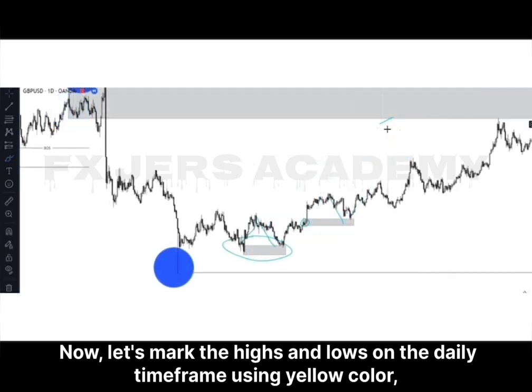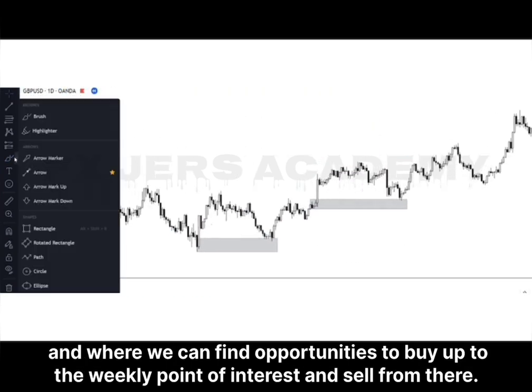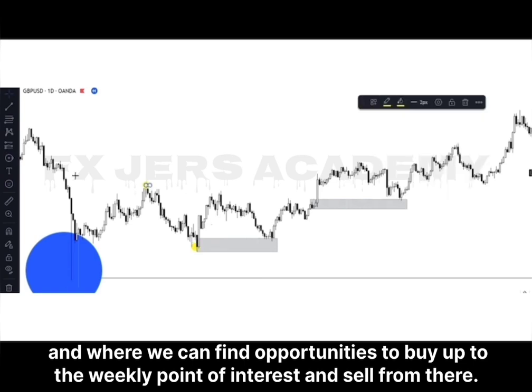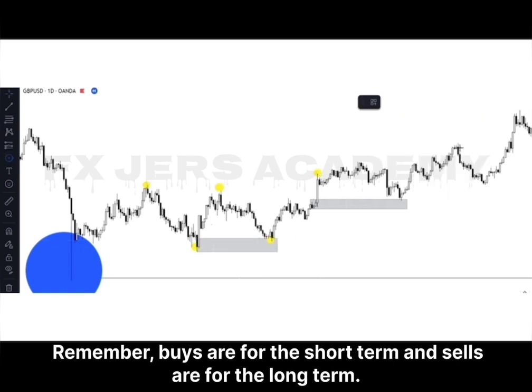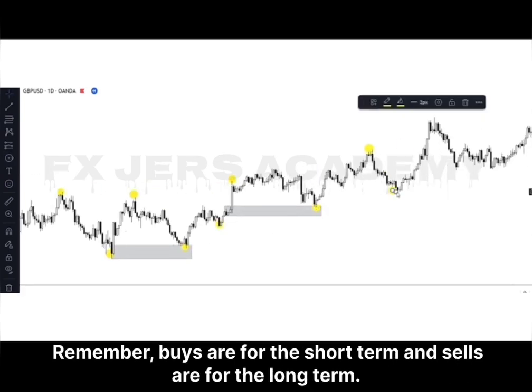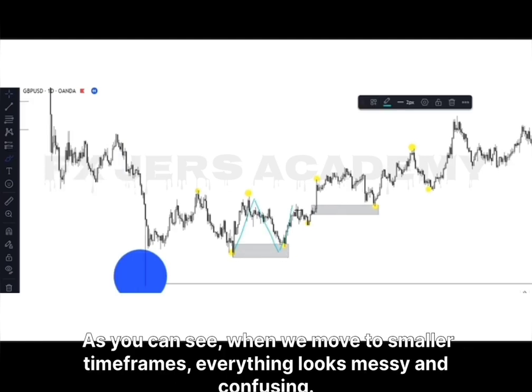Now, let's mark the highs and lows on the daily time frame using yellow color, and where we can find opportunities to buy up to the weekly point of interest and sell from there. Remember, buys are for the short term, and sells are for the long term.